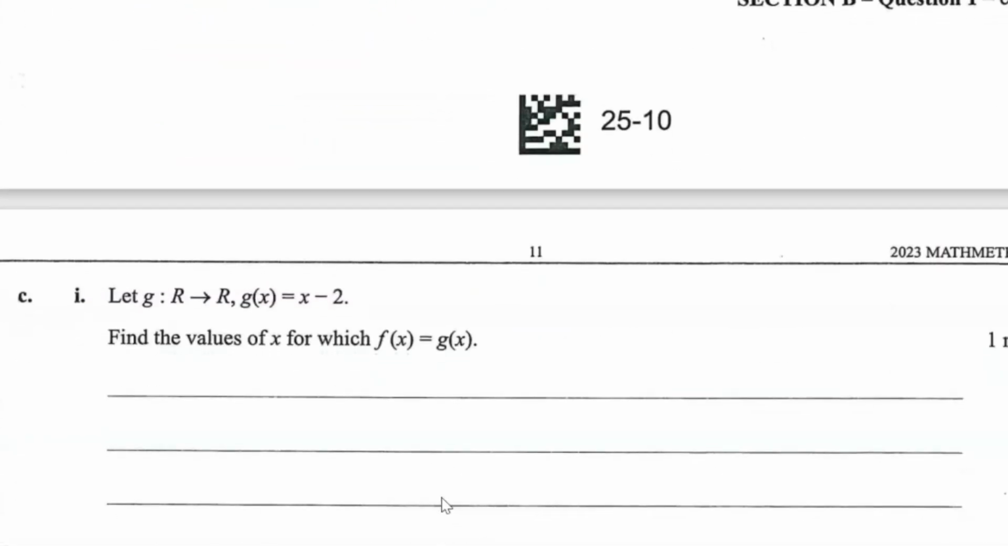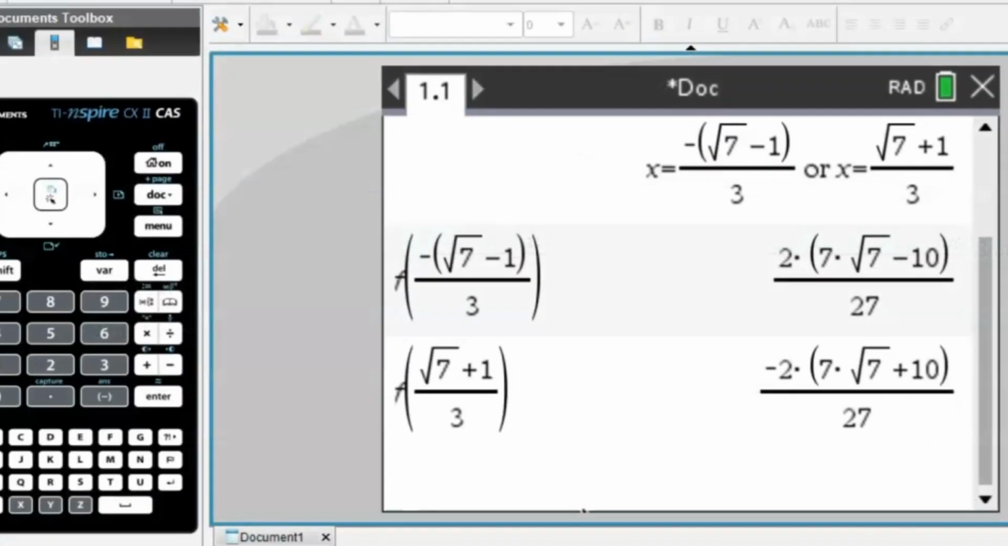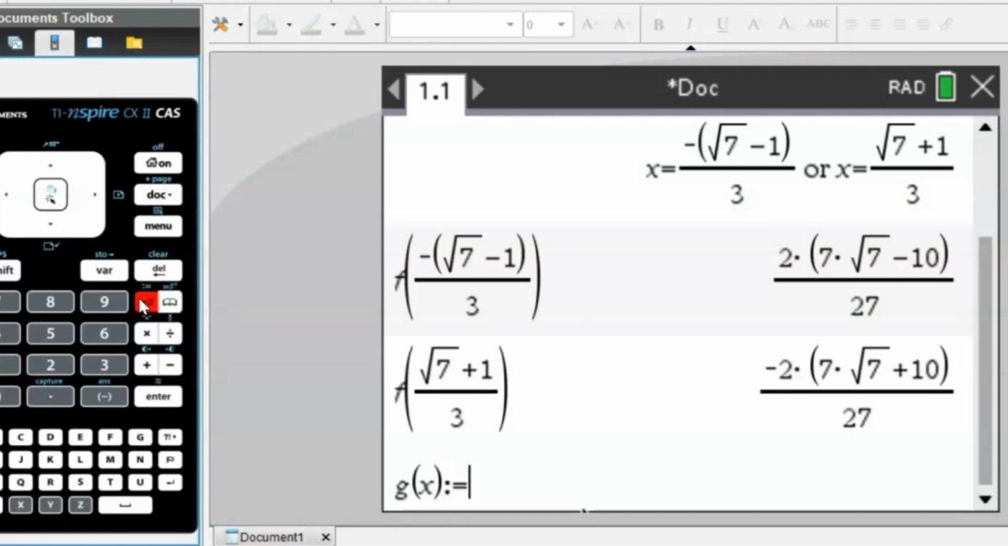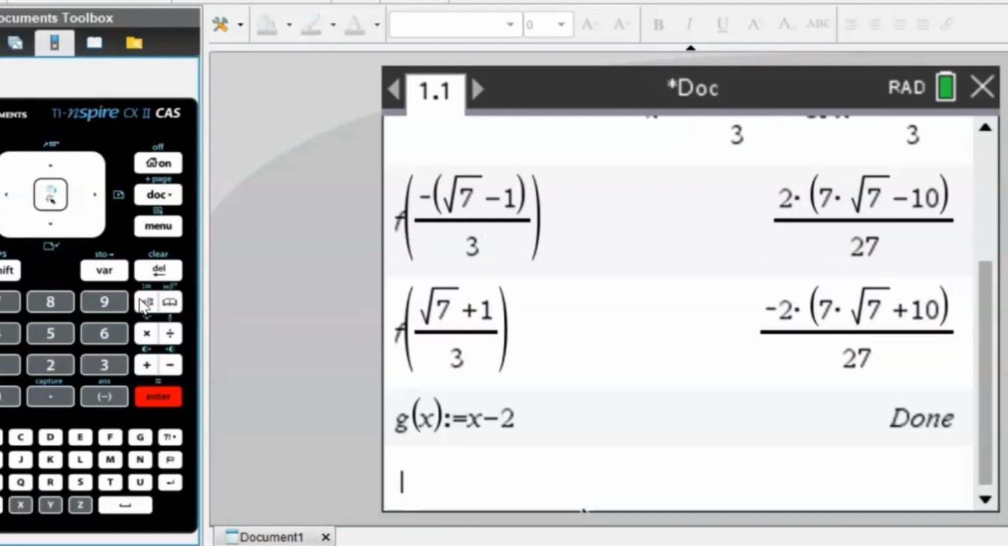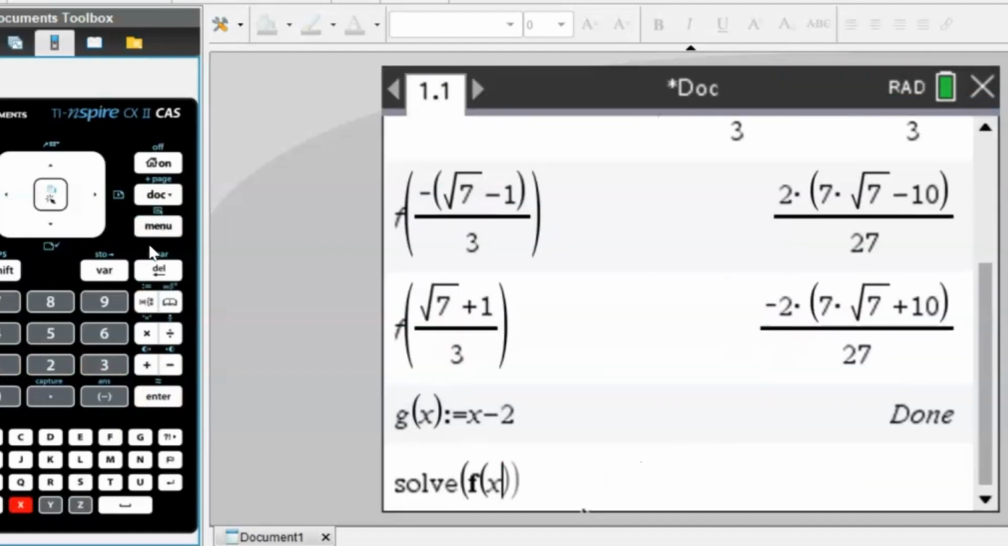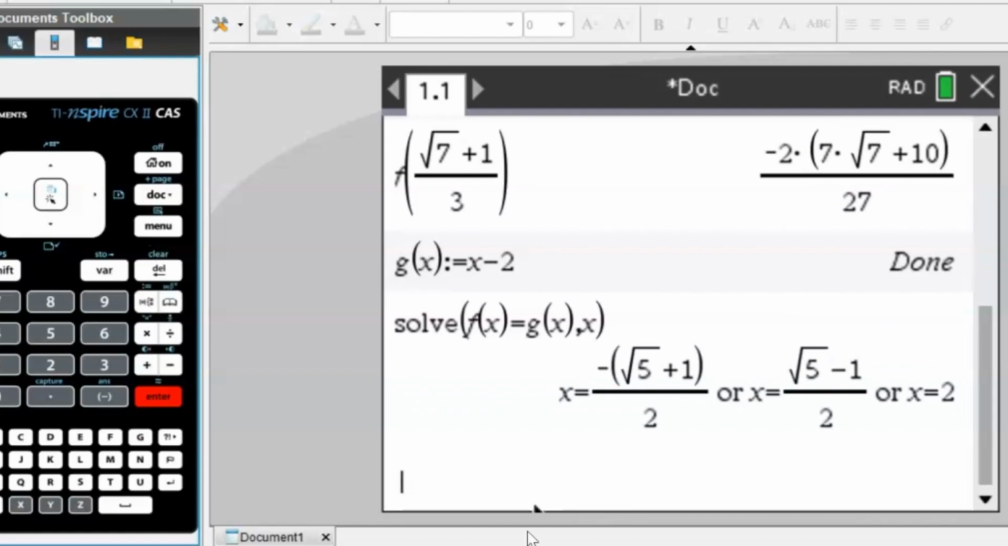Alright, let g of x equal x minus 2. Find the values of x where f of x equals g of x. We're just going to have to equate the two. So g of x is the same as x minus 2. So menu 3, 1: f of x equals g of x, solve for x. So those are the values of x.